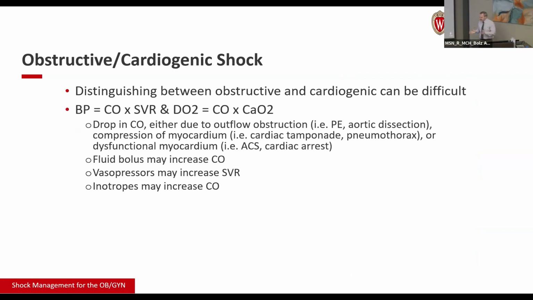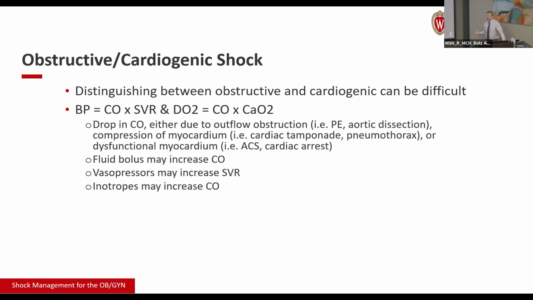But what's happening here, getting back to our equations, is we're having either a drop in our cardiac output because something's preventing the pump from getting that blood out, right? There's an obstruction. So you've got a pulmonary embolism, you have an aortic dissection, right? And the lumen's gone down to nothing, okay? Or maybe there's an outside force compressing the myocardium, like tamponade, or they dropped the lung and now they've got pneumothorax, right? And they have tension physiology.